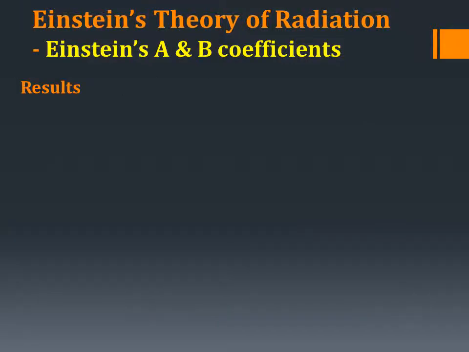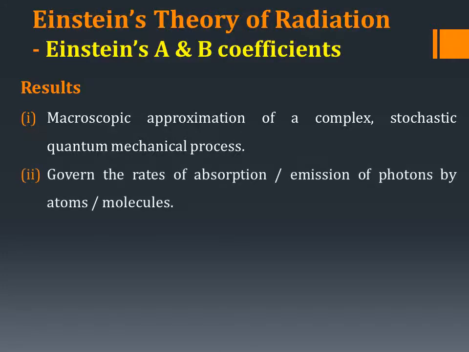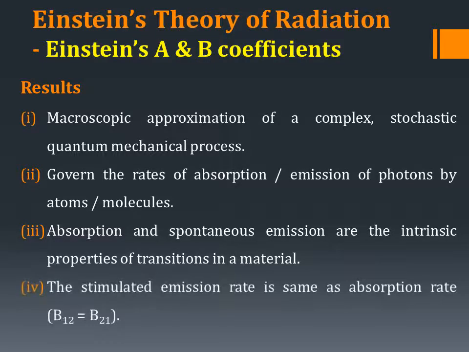Some of the results and inferences obtained from the Einstein's theory of radiation are: it is a macroscopic approximation of a complex stochastic quantum mechanical process. It governs the rates of absorption or emission of photons by atoms or molecules. Absorption and spontaneous emission are the intrinsic properties of transitions in a material. The stimulated emission rate is the same as the absorption rate, that is, B12 is equal to B21.